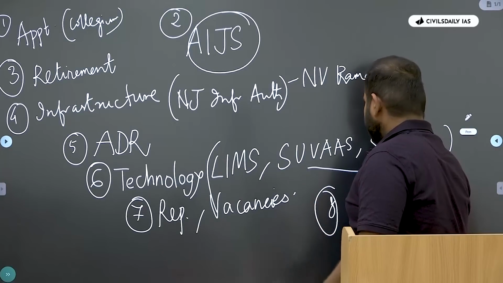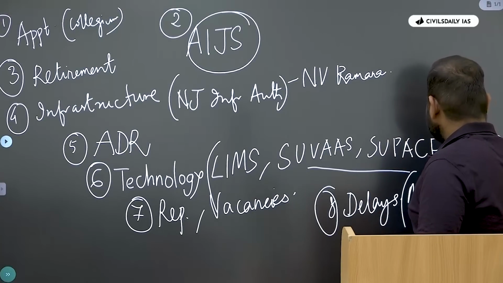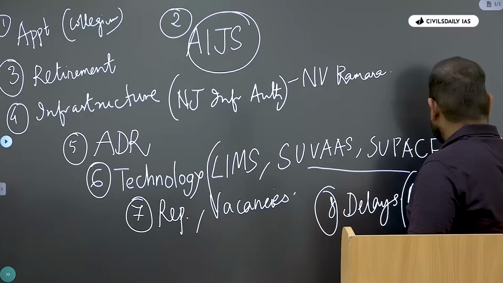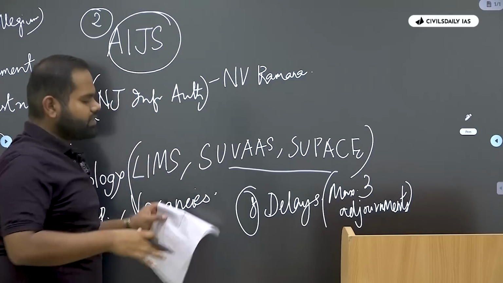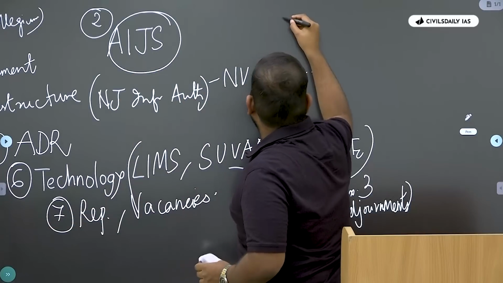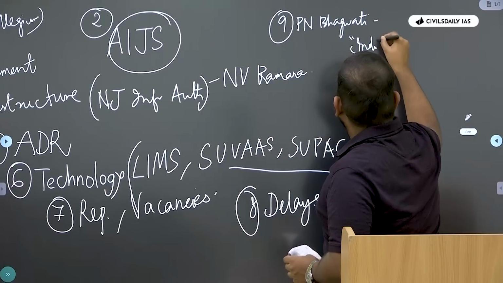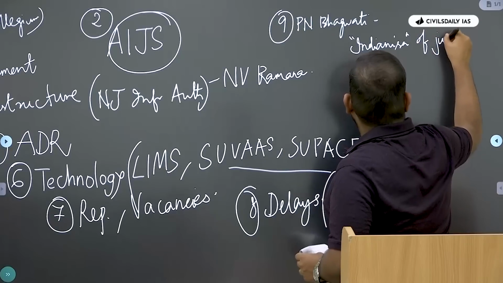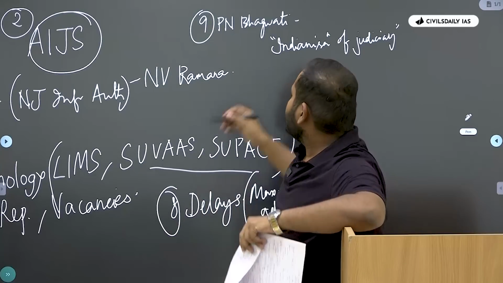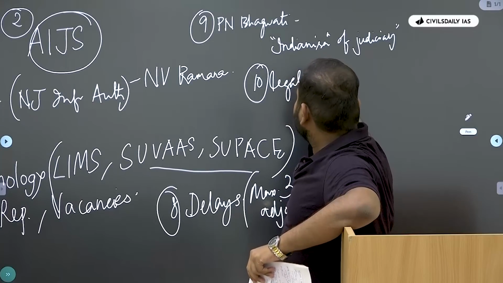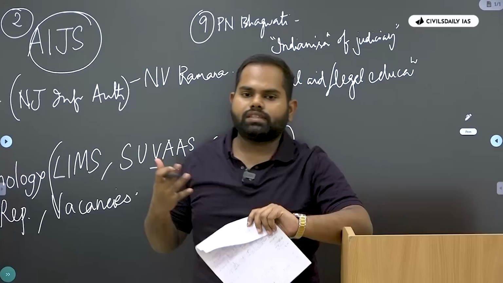We had delays that we talked about. For that, we could have a principle of maximum 3 adjournments. Instead of having date after date, date after date, we just have 3 dates, not more than that. So more or less, these are the reforms. Another one was given by P.N. Bhagwati. He talked about Indianization of the judiciary, where he talked about the use of local languages being made more frequent. You can also give a point about legal aid and legal education. So these are some of the reforms that you can have.